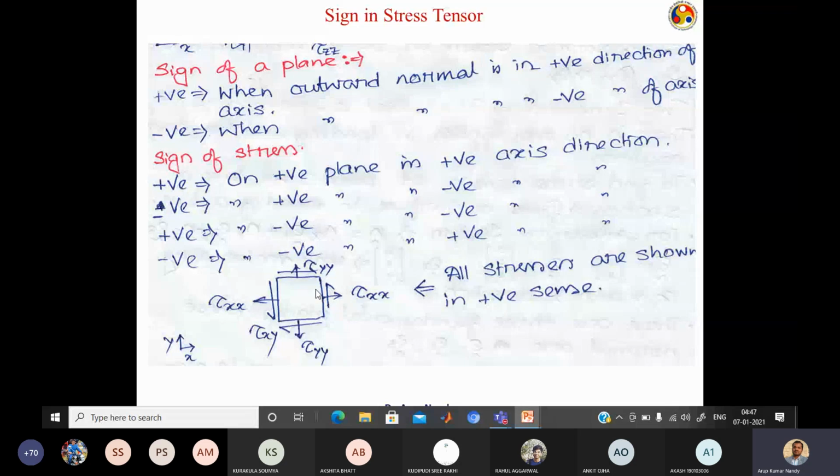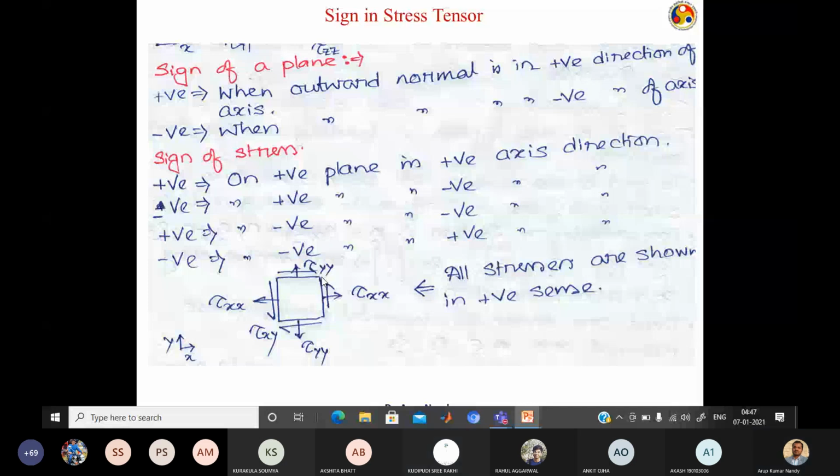Now if you see here this plane, the cursor is visible. Can you see the cursor? Yes, sir.